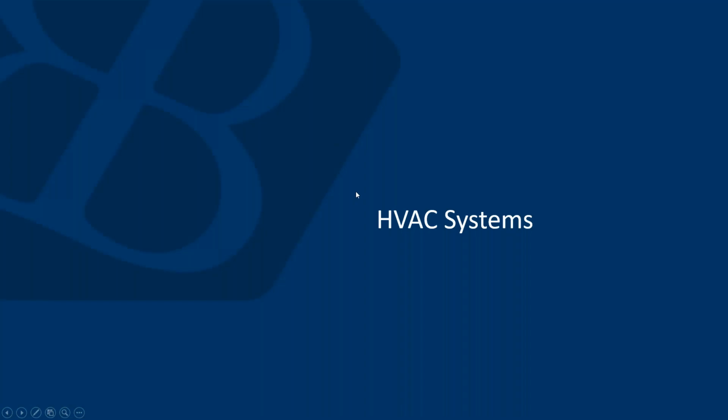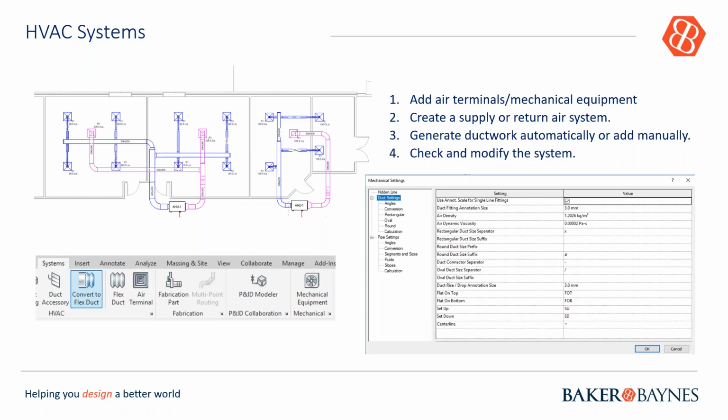HVAC systems. What exactly is an HVAC system? Well, basically an HVAC system or an HVAC network consists of components that include mechanical equipment such as air terminals, ducts, as well as pipes. And the process of combining these components and ensuring that they work properly is a significant part of developing an HVAC project. The HVAC system consists of these components and they usually provide heating, ventilation and air cooling to a building, as you can see on my screen over here.